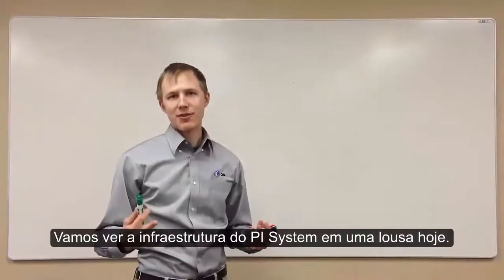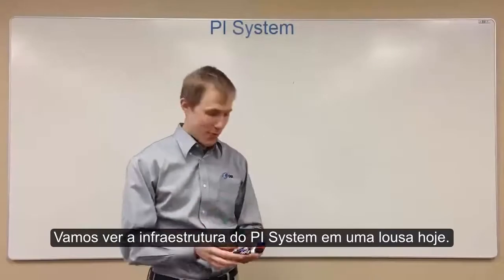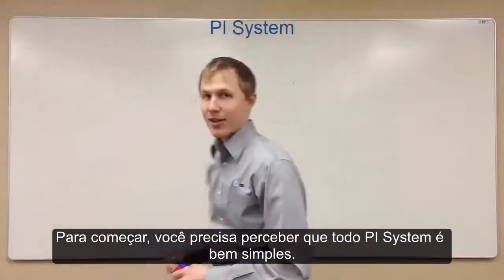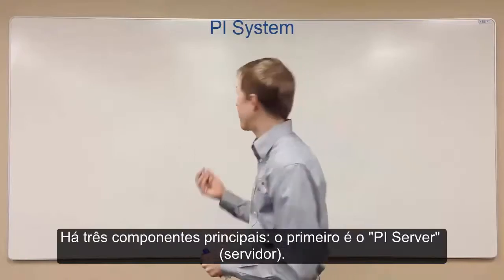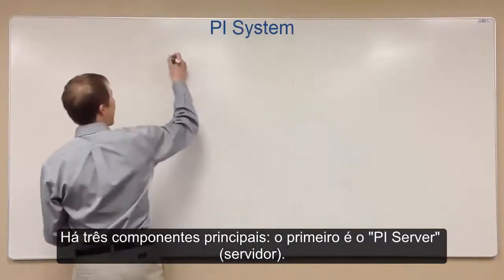We're going to see the infrastructure of the Pi system on a whiteboard today. To start off with, you need to realize that every Pi system is pretty simple. There's three major components. First one is there's a Pi server.